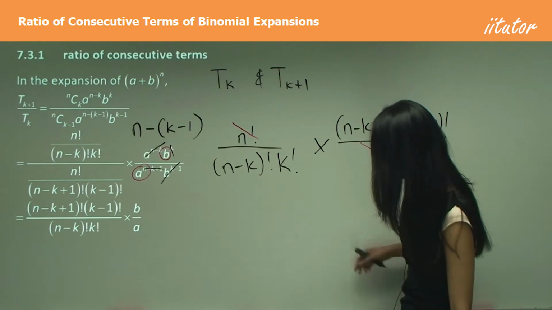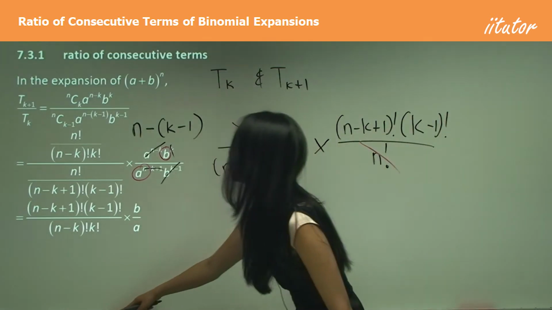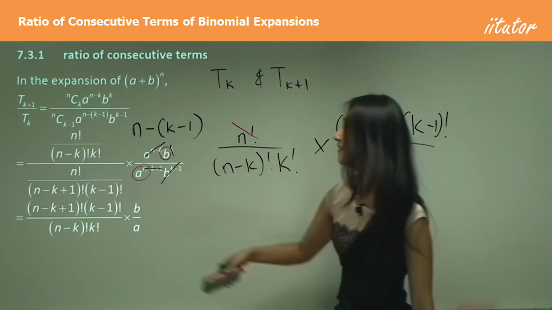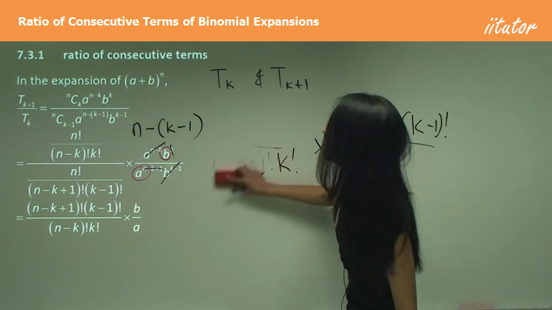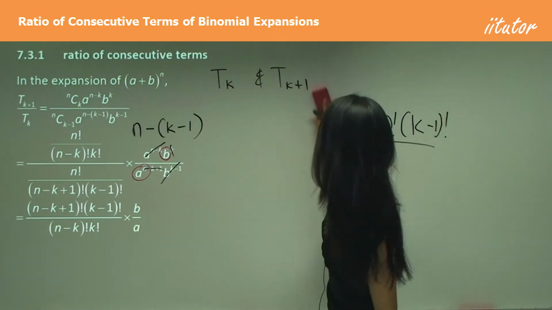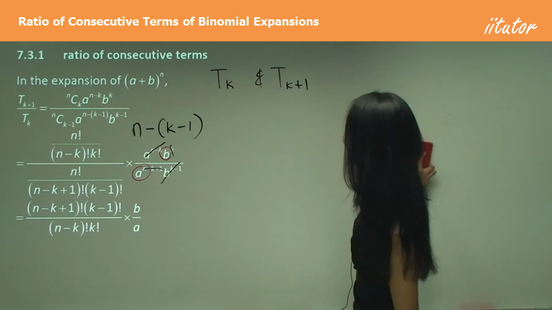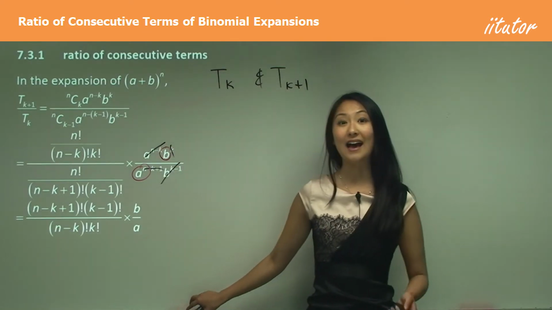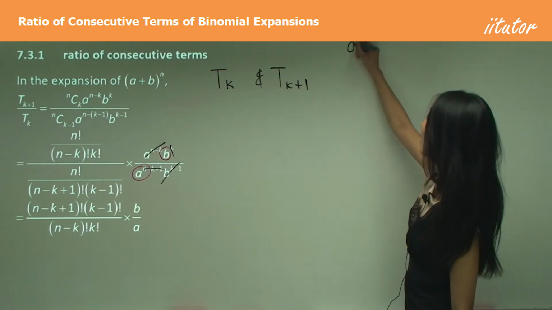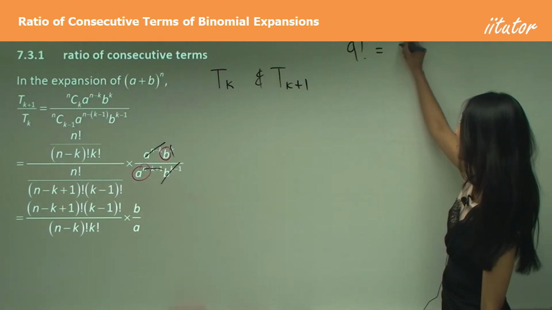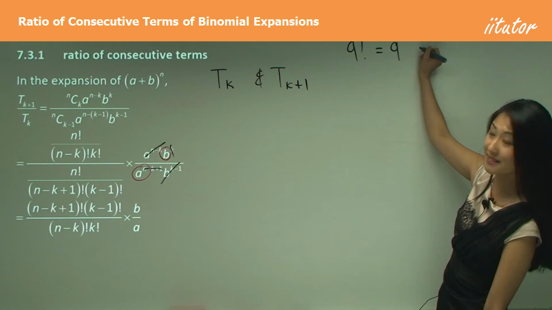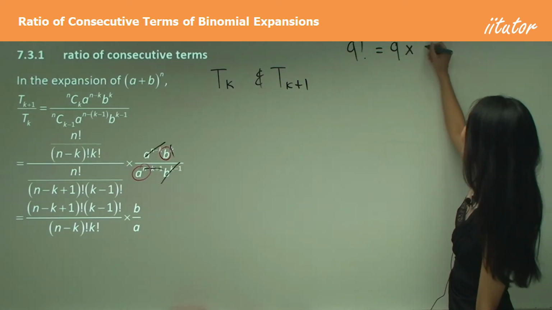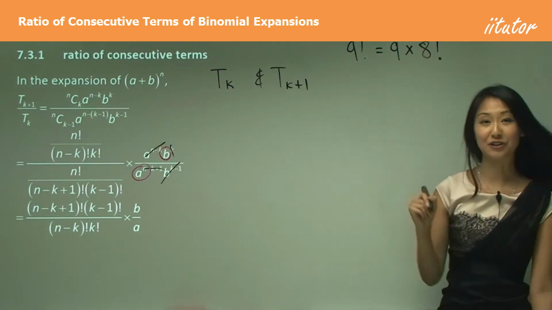So now, once we've gotten to that step, I want you to consider how we cancel down factorials. So do you guys remember how we cancel down factorials? Yeah, because a factorial just means that when we have 9 factorial, that just equals 9 times 8 times 7, etc. So that's the same as 9 times 8 factorial, right?